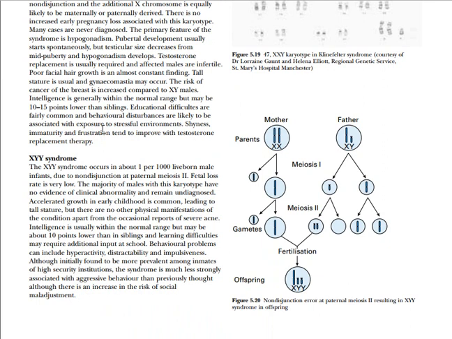So the XYY syndrome. XYY syndrome occurs in 1 in 1,000 live birth males. Is it clear? It is mostly due to non-disjunction in the paternal meiosis 2. So fetal loss is very low. The next thing you have to know is that accelerated growth in early childhood is common, leading to tall stature, but there are no physical manifestations of the condition. Is it clear? So this patient usually doesn't have any physical manifestation, they have an extra Y chromosome.